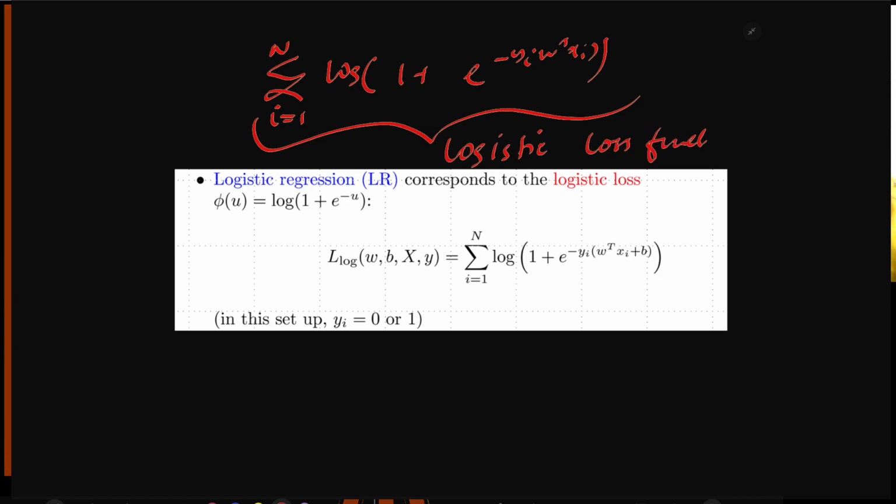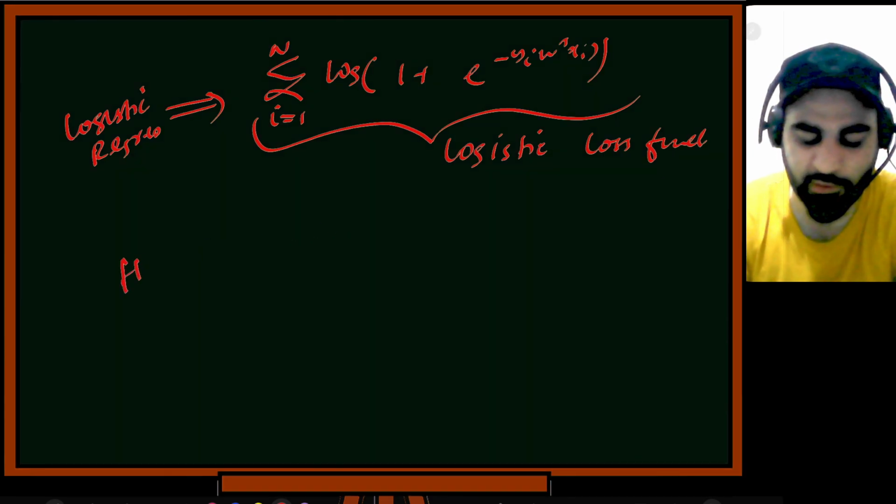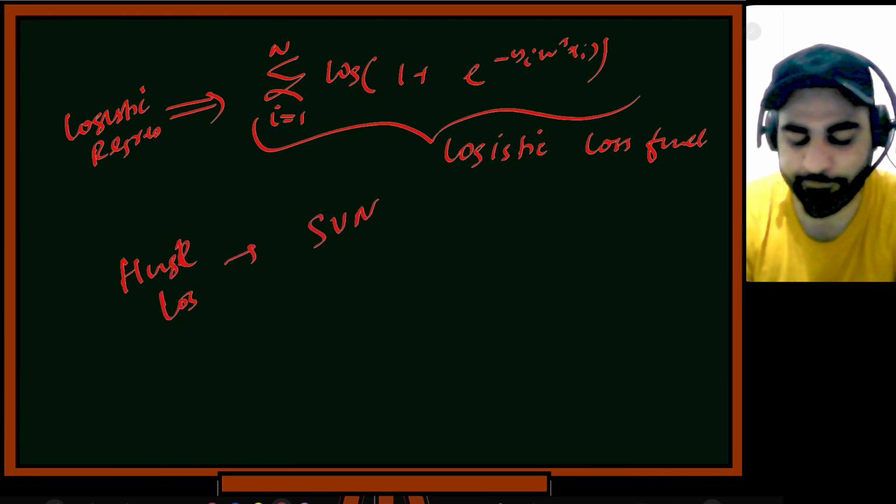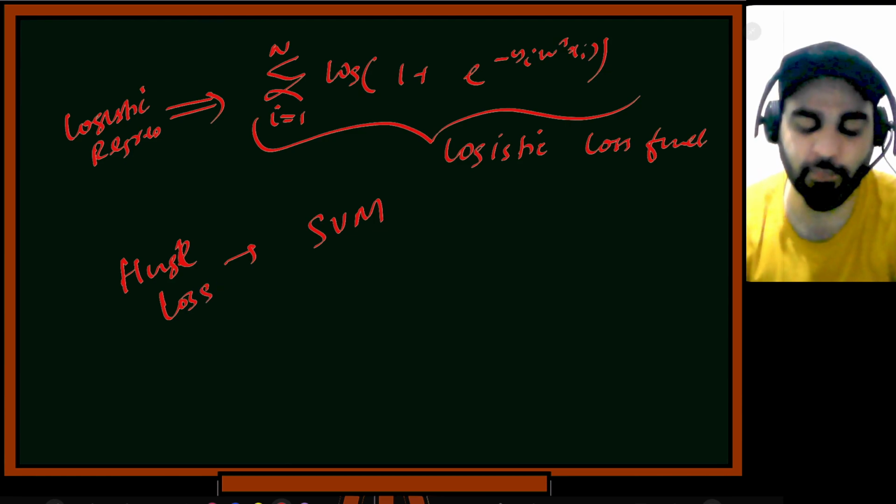As we saw, we had the binary loss function, the 0-1 loss, and we also have the hinge loss. We have different types of loss functions. This one is called the logistic loss function, and with it you get logistic regression. If you change it to hinge loss, you will get SVM, support vector machines. That is the beauty of these loss functions.